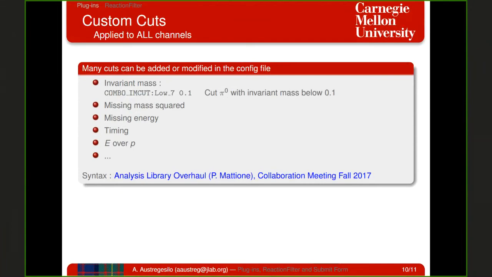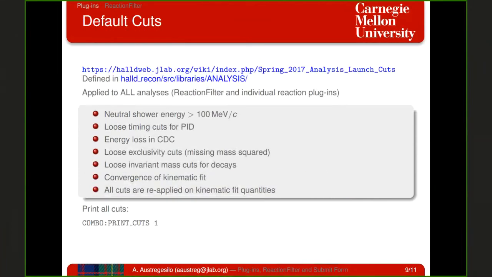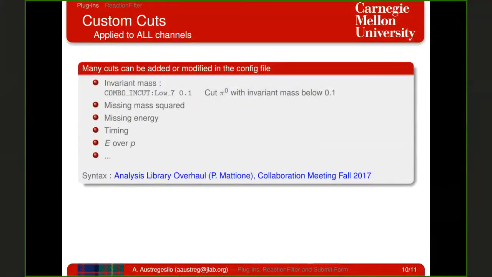Now there are a couple of cuts that we saw that maybe, for a particular reaction, are too tight. For example, the shower energy for the sigma K analysis was actually too tight, and we had to run a separate launch over the data with custom cuts, which can be done also on the command line, but they will be applied to all the different channels.